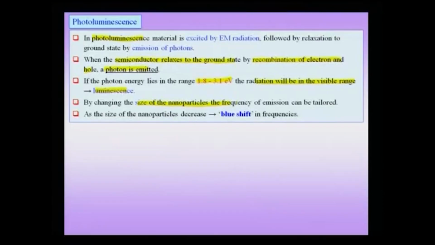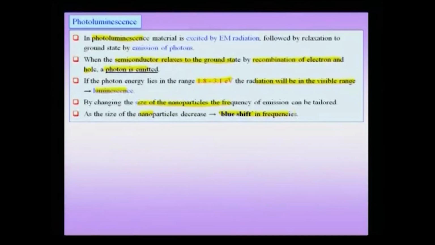And even in the emission case, not unexpectedly, you observe a blue shift of frequencies with reduction in particle size. So, photoluminescence is the other side of the coin of absorbance, which is the emission of a photon when a system is excited. In other words, the recombination of the electron and hole takes place, and there is an emission of a photon, and this can happen in the visible region, in which case you call it luminescence. Of course, this need not always take place in the visible range; that depends on the band gap, and if the band gap happens to be about 1.8 to 3.1 electron volts, then this will be in the visible region.